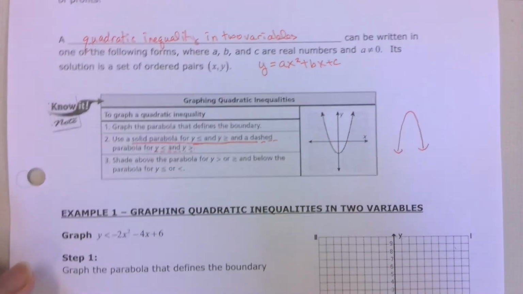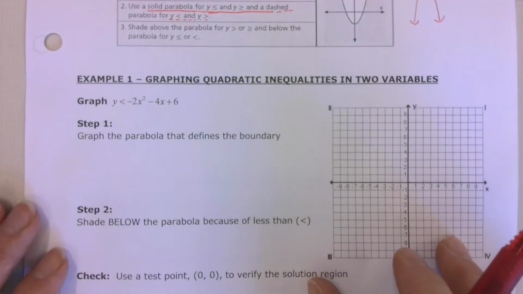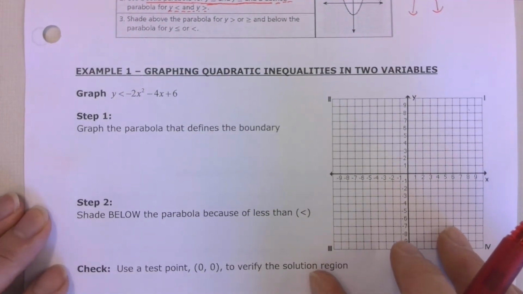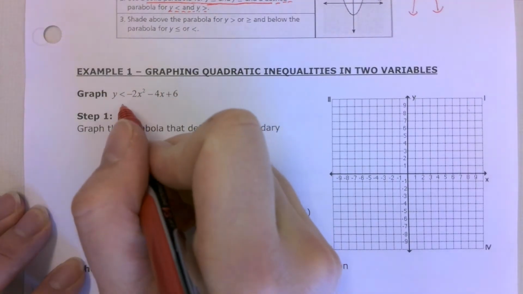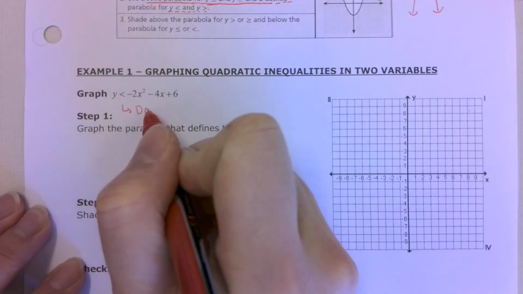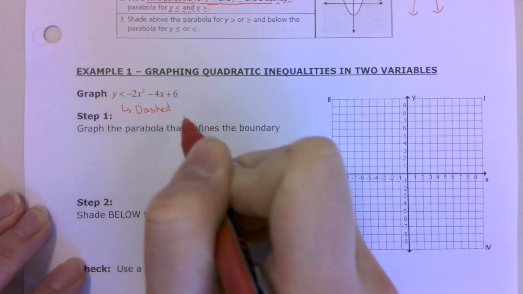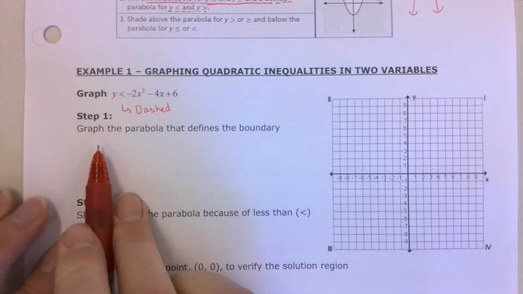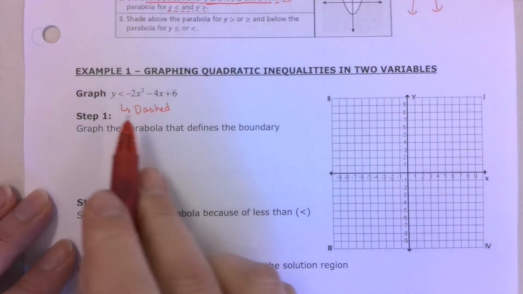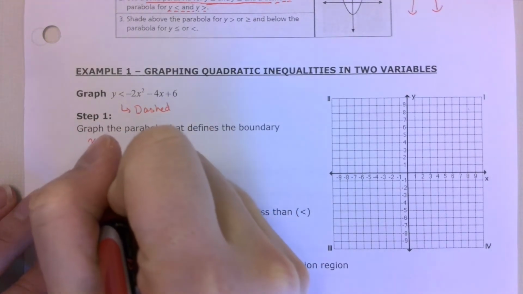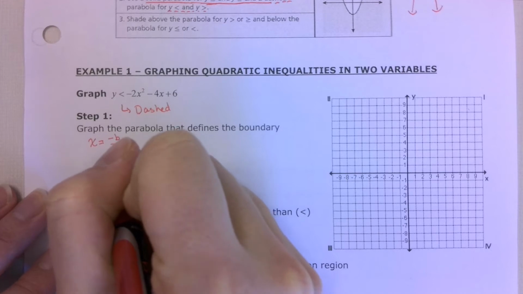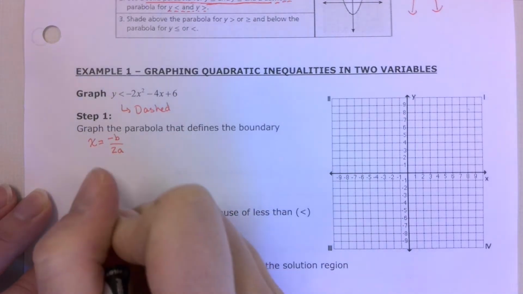All right, so let's go ahead and get an example. When we look at this, we can see instead of having an equal sign, we have an inequality. The first thing I notice is that it's a dashed line because it's less than. All right, graph the parabola that defines the boundary. In order to graph something in standard form, I'm going to use my axis of symmetry formula, which is x equals negative b over 2a. So let's go ahead and plug that in.